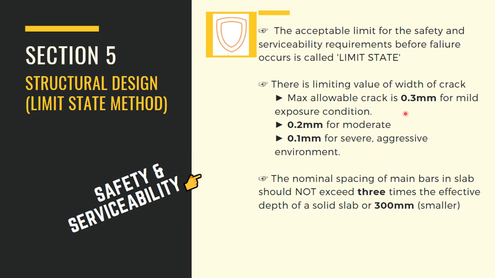Maximum allowable cracking should not exceed 0.3 mm in any case: for mild exposure condition, 0.2 mm for moderate, 0.1 mm for severe conditions. The nominal spacing of main bars in slab shall not exceed 3 times the effective depth of slab, that is 3d, or 300 mm, whichever is smaller. This we have already seen under nominal spacing of bars or reinforcement in slabs. And now we shall move on to characteristic and design values and then the partial safety factor.